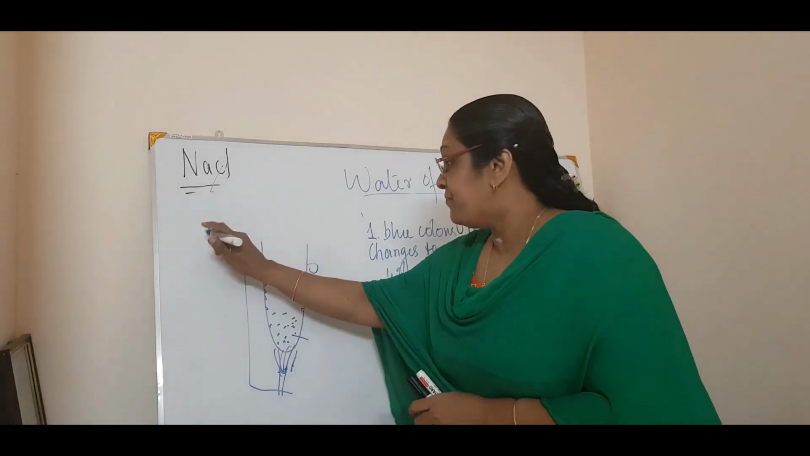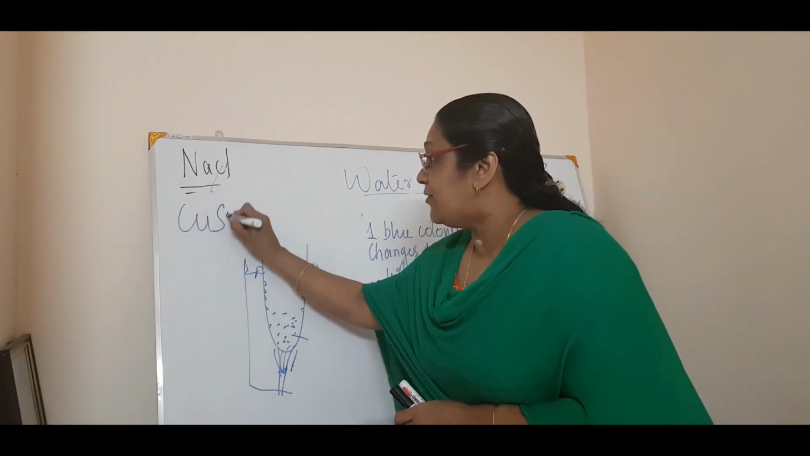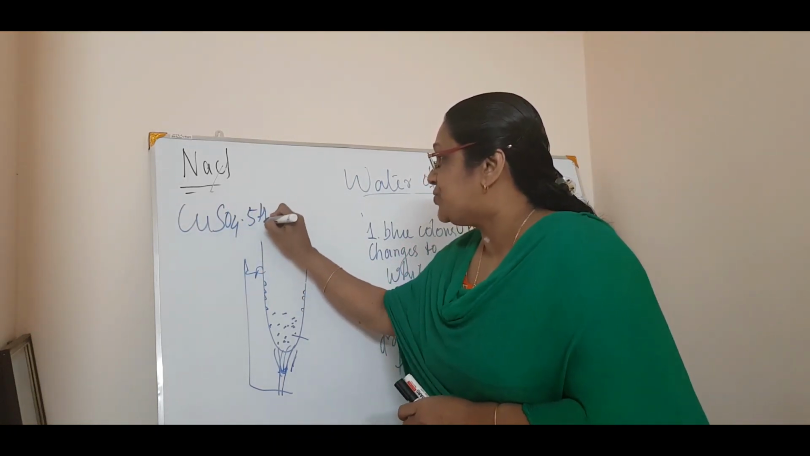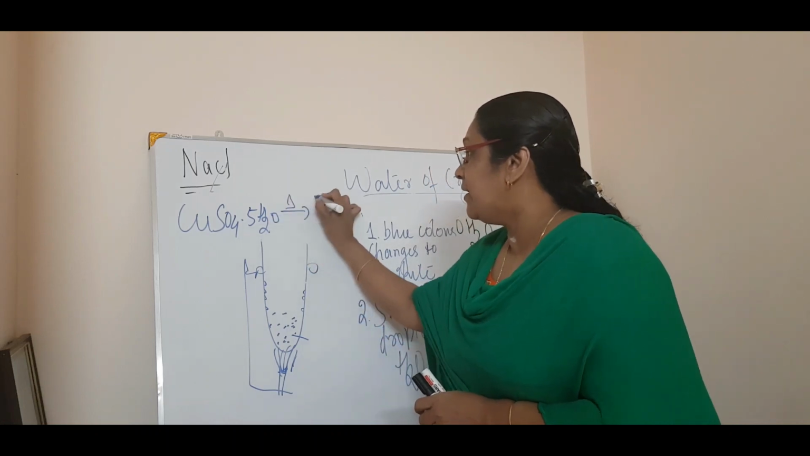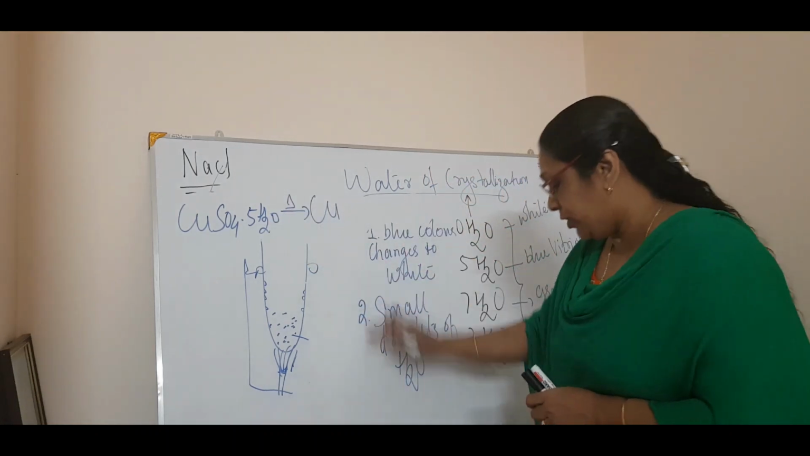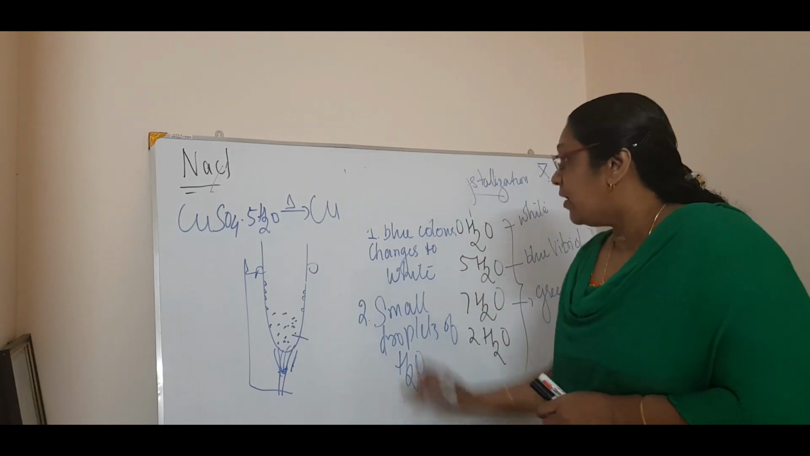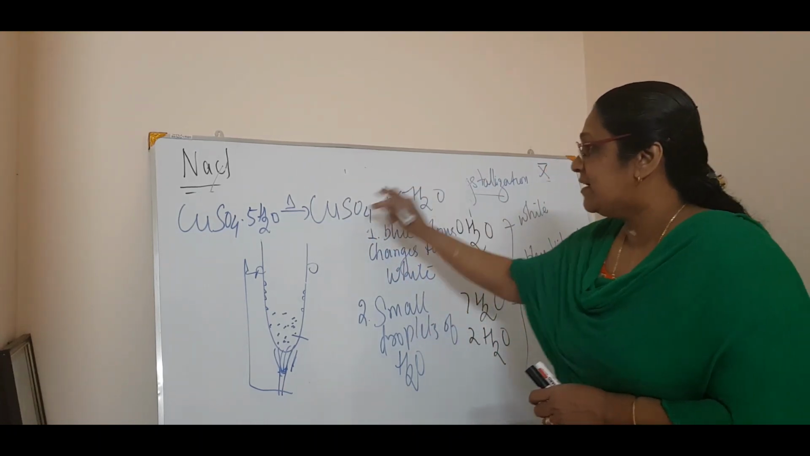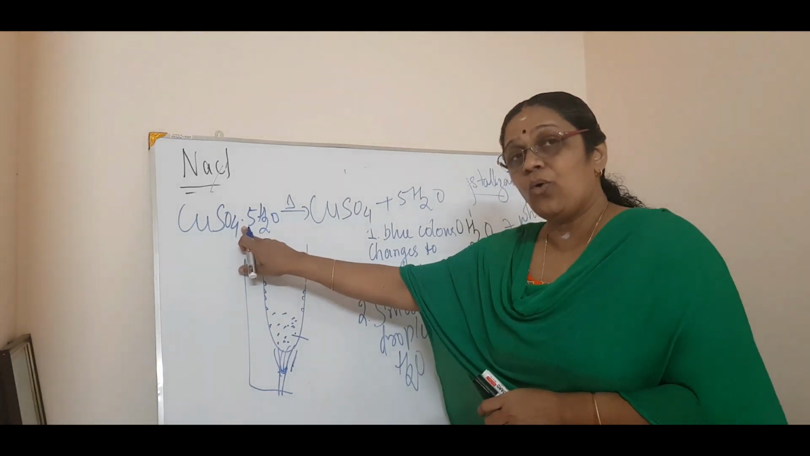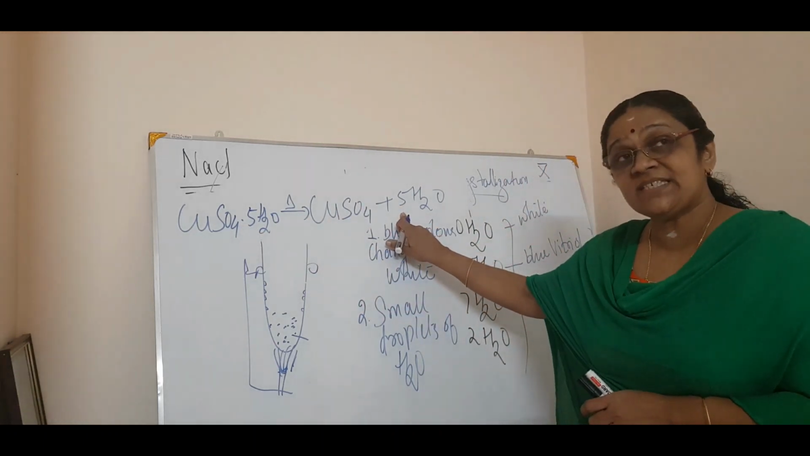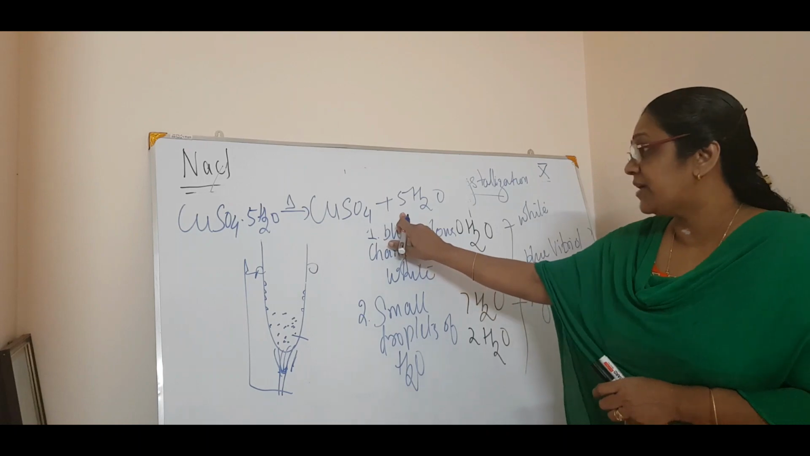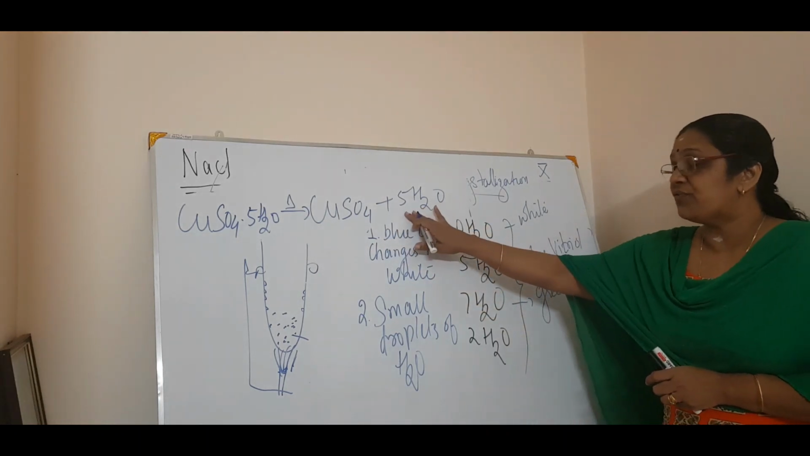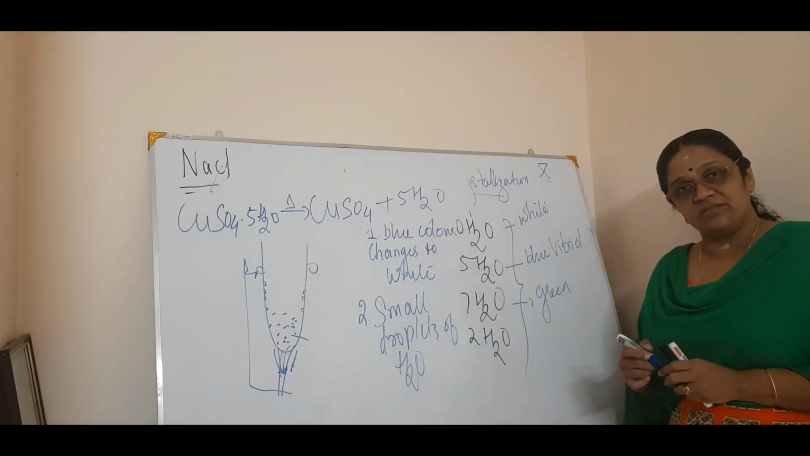Can I write here? Okay. That is copper sulfate dot 5H2O. On heating, you will get what? You will get copper sulfate plus 5H2O. See the difference? Dot 5H2O. Here it is plus 5H2O. Okay. So this is how this water of crystallization is removed.